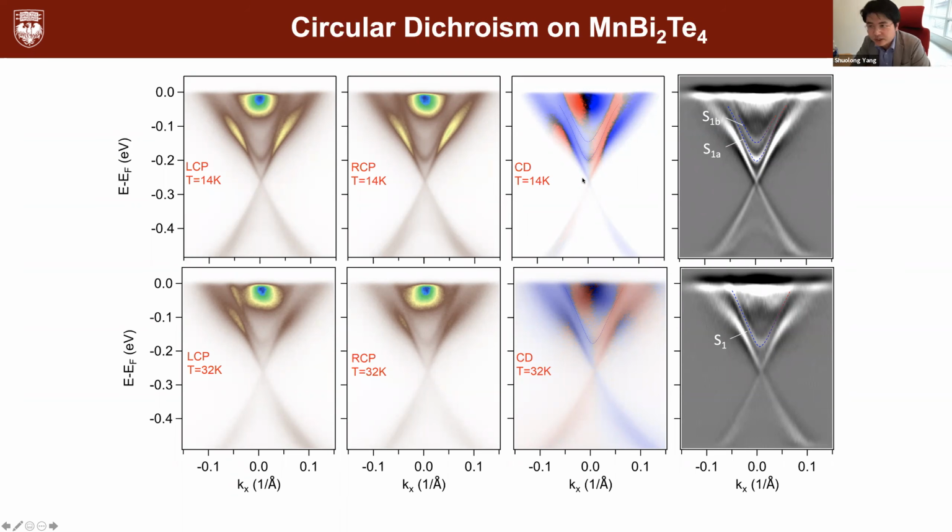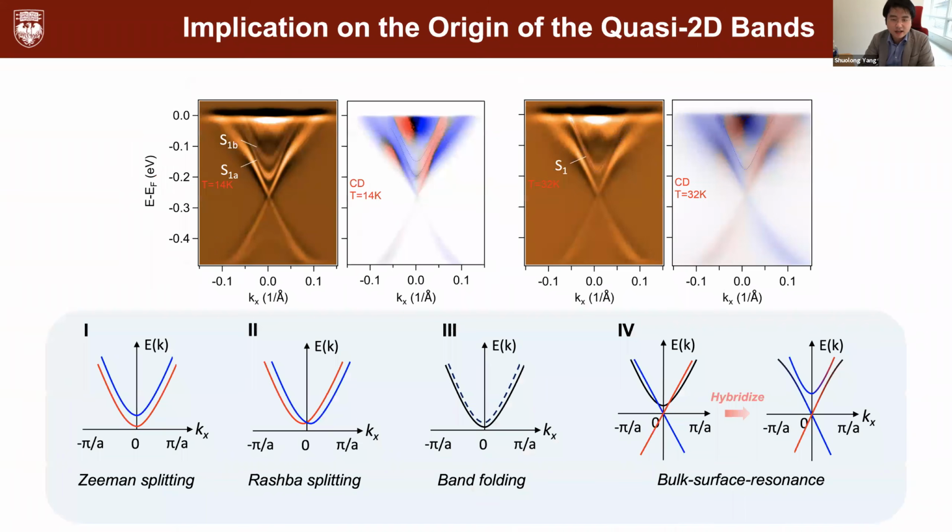So this is a mystery. Not only are these not bulk bands, there are surface-related bands. I'm sorry, there are quasi 2D bands, but they also have a spin texture. So what are they really? We have a few scenarios. This includes Zeeman splitting, Rashba splitting, band folding due to the enlarging unit cell in the antiferromagnetic state. And of course, there are more exotic scenarios due to bulk surface hybridization.